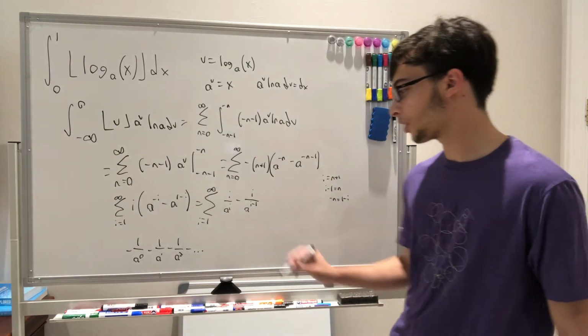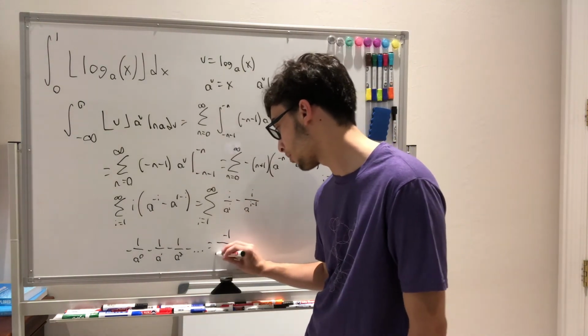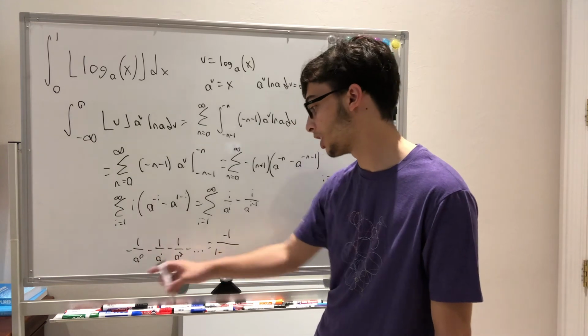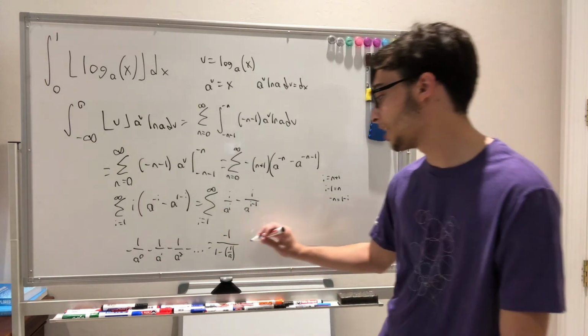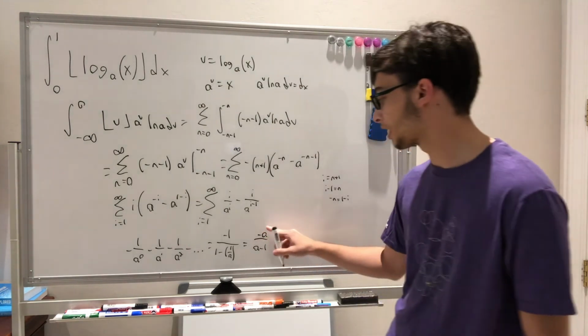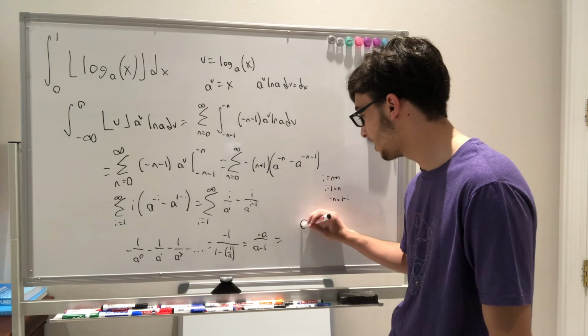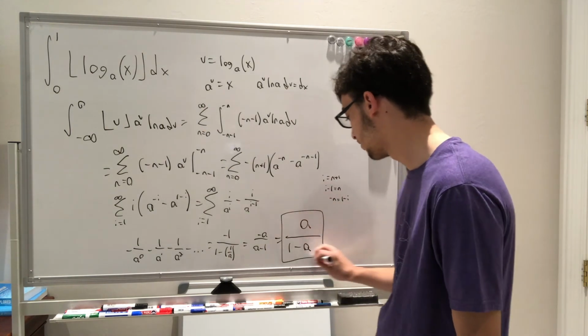Okay, so I've cleared up the board. We take the first term, which is negative 1, over 1 minus the ratio. The common ratio is 1 over a. So all we need to do is simplify the fraction, so I'm going to multiply by a over a. So negative a over a minus 1, and then bringing the negative sign to the denominator, we get a over 1 minus a. And that is the answer to this in terms of a.